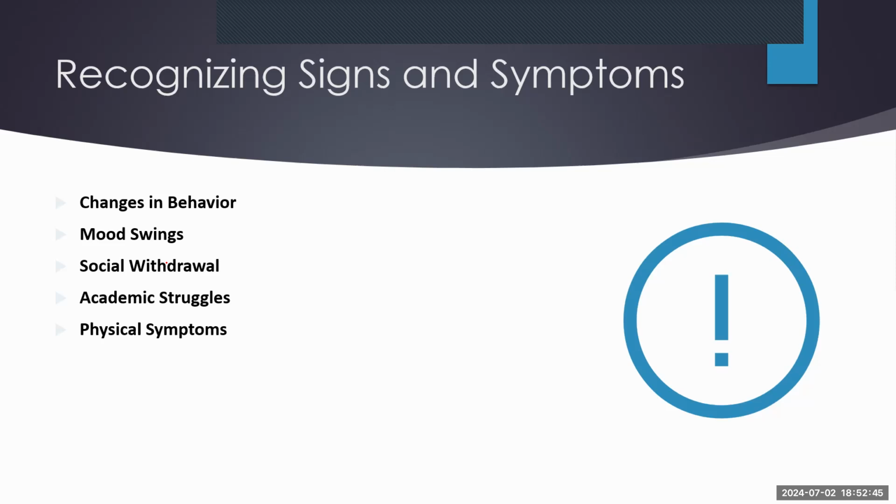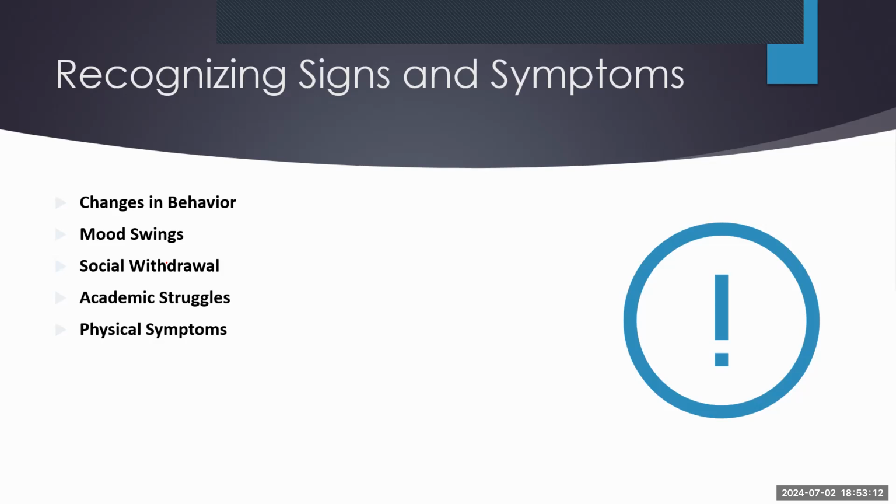So you want to look for changes in behavior. These are going to be noticeable changes in behavior patterns, such as increased irritability, aggression, or withdrawal from activities. Mood swings, which are rapid fluctuations in mood. This might include sudden shifts from extreme highs to extreme lows. Social withdrawal, which is the avoidance of social interactions and isolation from peers or activities they previously enjoyed.